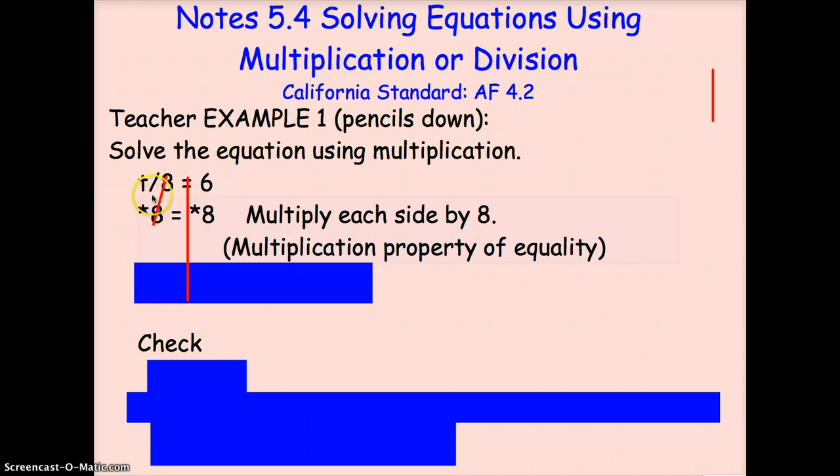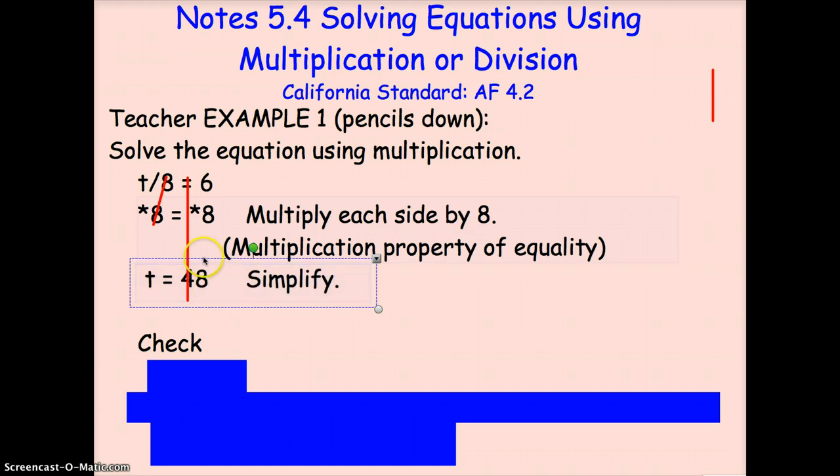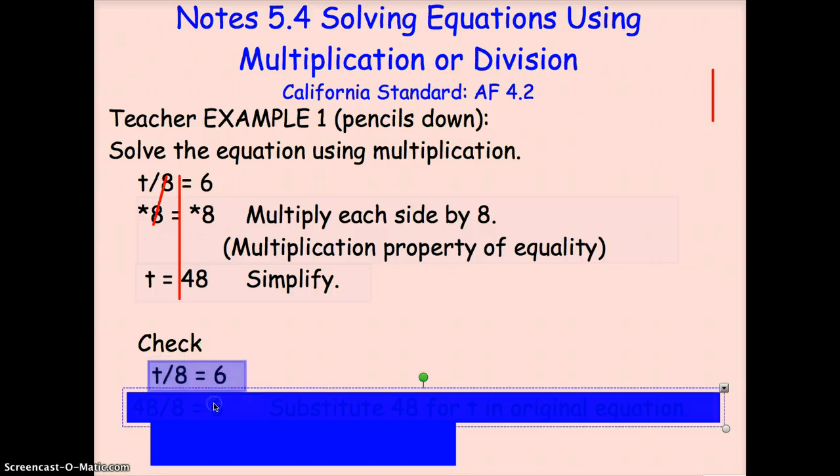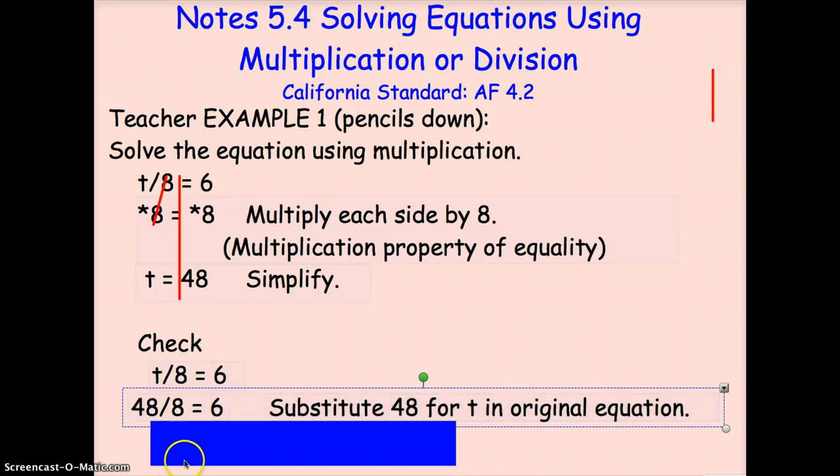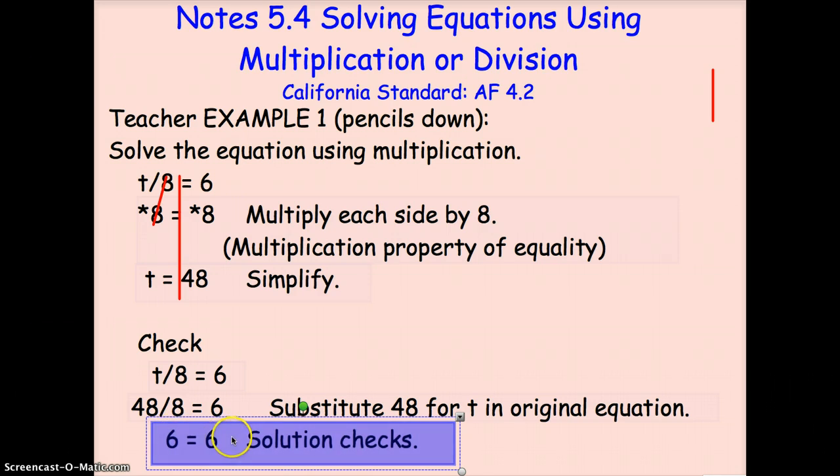And I'm left on the left side with simply the grumpy old neighbor t. And on the right side, I've got 6 times 8. And of course I will have 48. Let's go ahead and move that over a little bit so you can see that. When I check my work, I need to take my solution of 48, plug it back in for t, and see if it works. 48 divided by 8 is 6. 6 does equal 6, so that solution checks out.